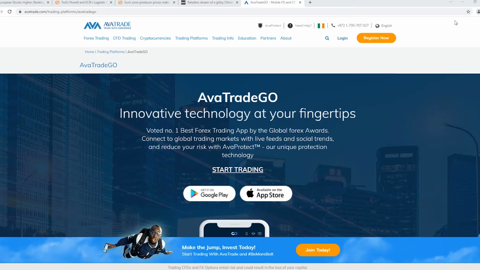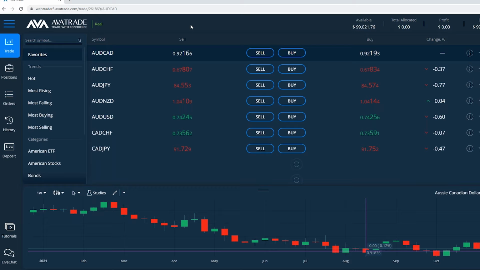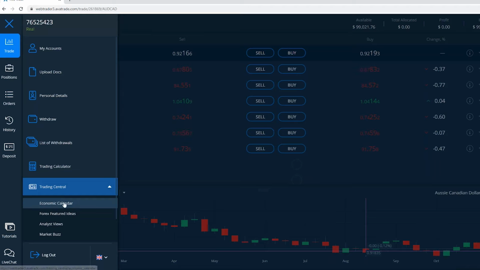And there we are. So let me bring that back over. And there's our web trader. All I did was log in from our main website, and there it is. If you choose, you can have it save your account information, and in no time you're on the web trader platform. And I'll show you over here the same features: Trading Central, Economic Calendar, Featured Ideas, Analyst Views, and Market Buzz is what we were looking at.